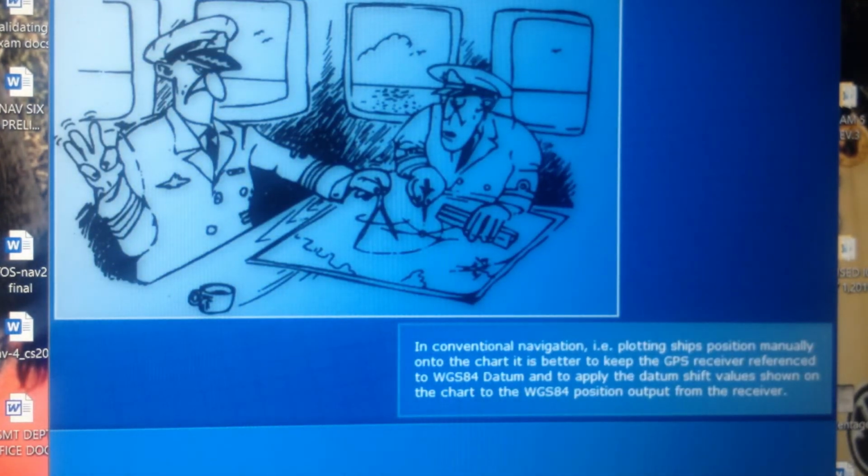In conventional navigation, that is, plotting the ship's position manually onto the chart, it is better to keep the GPS receiver referenced to WGS-84 datum and to apply the datum shift values shown on the chart to the WGS-84 position output from the receiver.